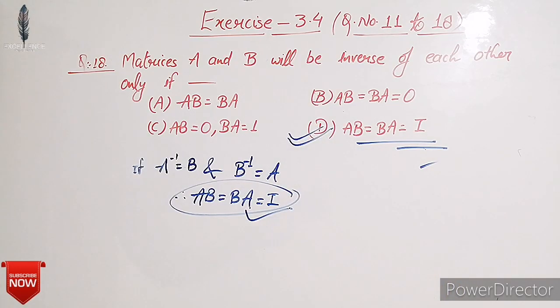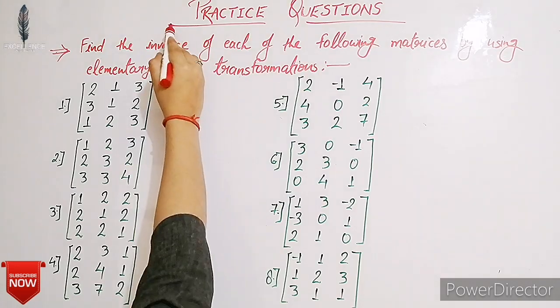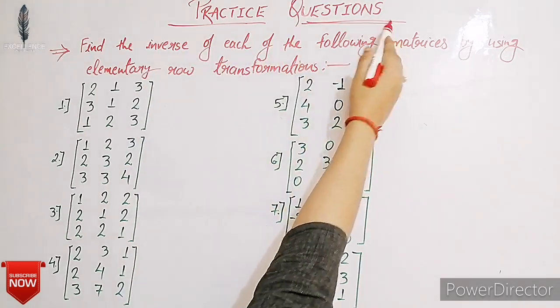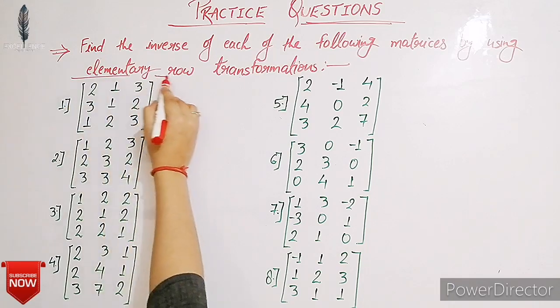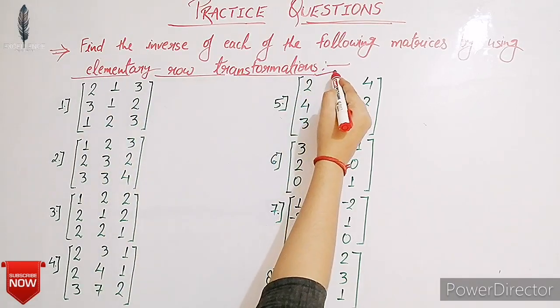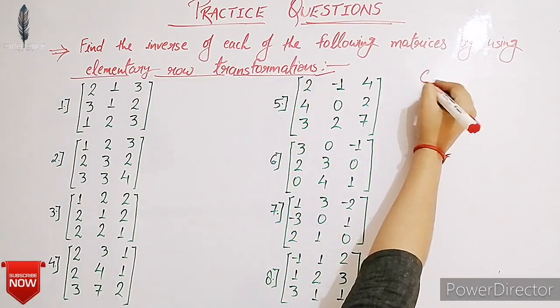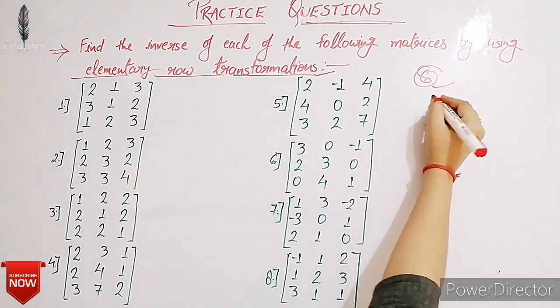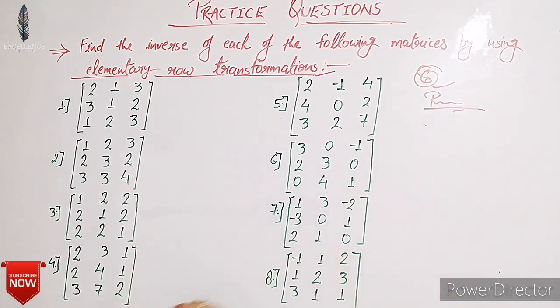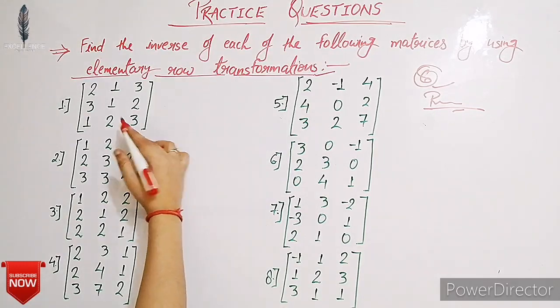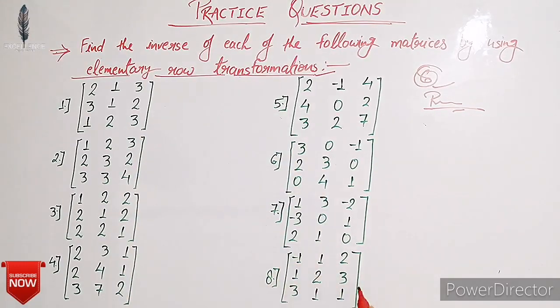Okay, clear? In the last, there are some questions for practicing elementary row transformation to find the inverse of given matrices. Okay, because it is very important for your board examination. You will get a 6 marks question from here. So practice well.